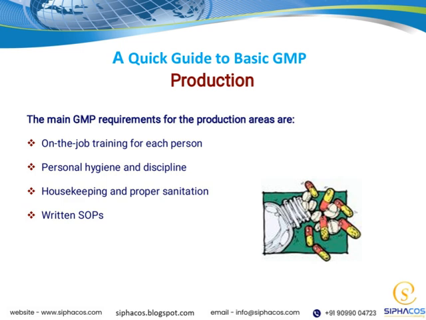Next, it's crucial to have well-documented procedures and records. This helps us track every step of the process, ensuring consistency and accountability. Training is also a key point, making sure everyone understands and follows the procedures consistently. Equipment maintenance and calibration are vital too, to prevent any deviations that could impact product quality.